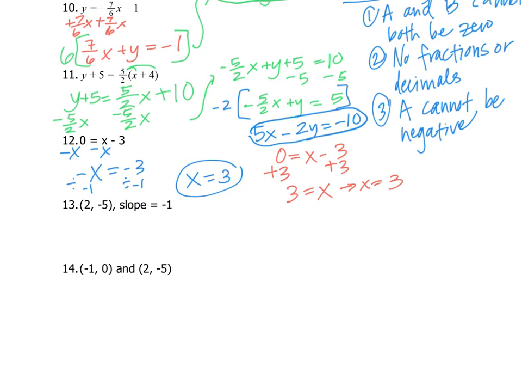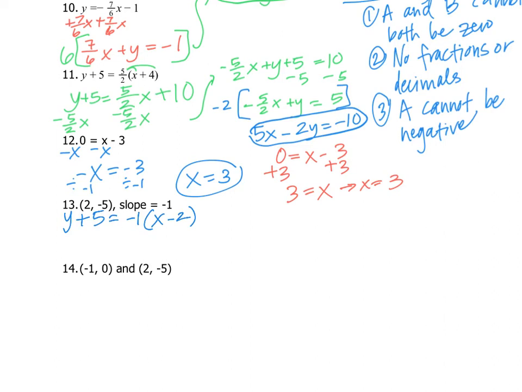All right, so number 13, they give us a point and they give us slope. So I'm going to use point slope form in order to get to standard form. Okay, so I have my y minus my y1, so I'm going to add 5, and then my slope is -1, and then I have x, and then minus x1, which is 2.